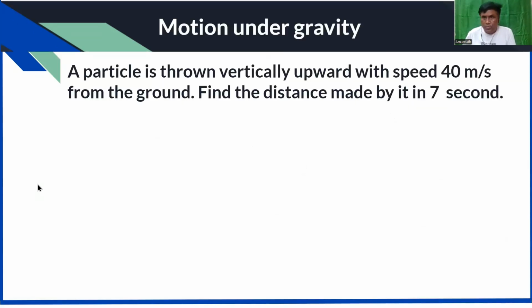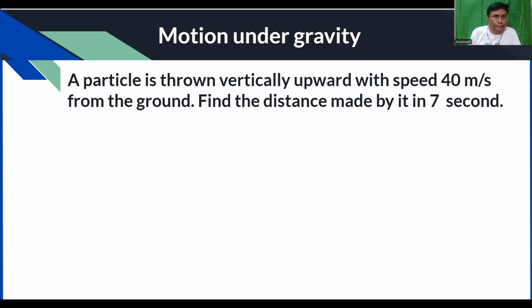Please try to solve this question. A particle is thrown vertically upward with speed 40 meters per second from the ground. Find the distance made by it in 7 seconds. Remember, I am asking distance only. The particle is thrown vertically upward with speed 40 from the ground. So 40 means it will go up to the highest point in 4 seconds. But they are talking about 7 seconds. Means 4 seconds it will go up, 3 seconds it will come back.